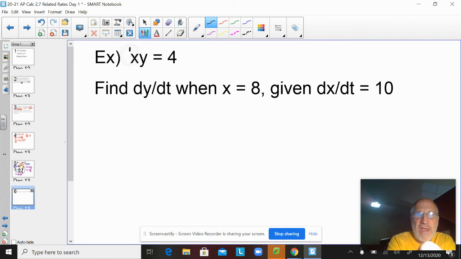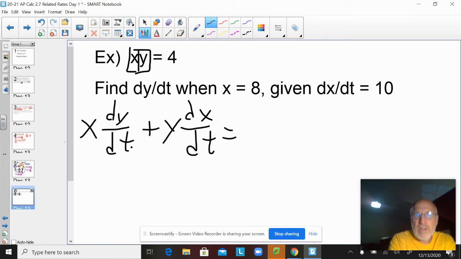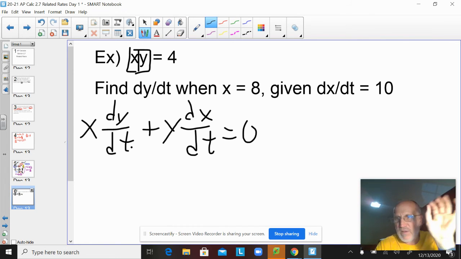This is, in fact, a product, so I better use the product rule. The product rule is the first times the derivative of the second, the derivative of y is dy/dt, plus the second, which is y, times the derivative of the first, which is dx/dt, equals the derivative of 4, which is 0. Now, something small, weird happens here. We're going to notice it and then handle it properly.